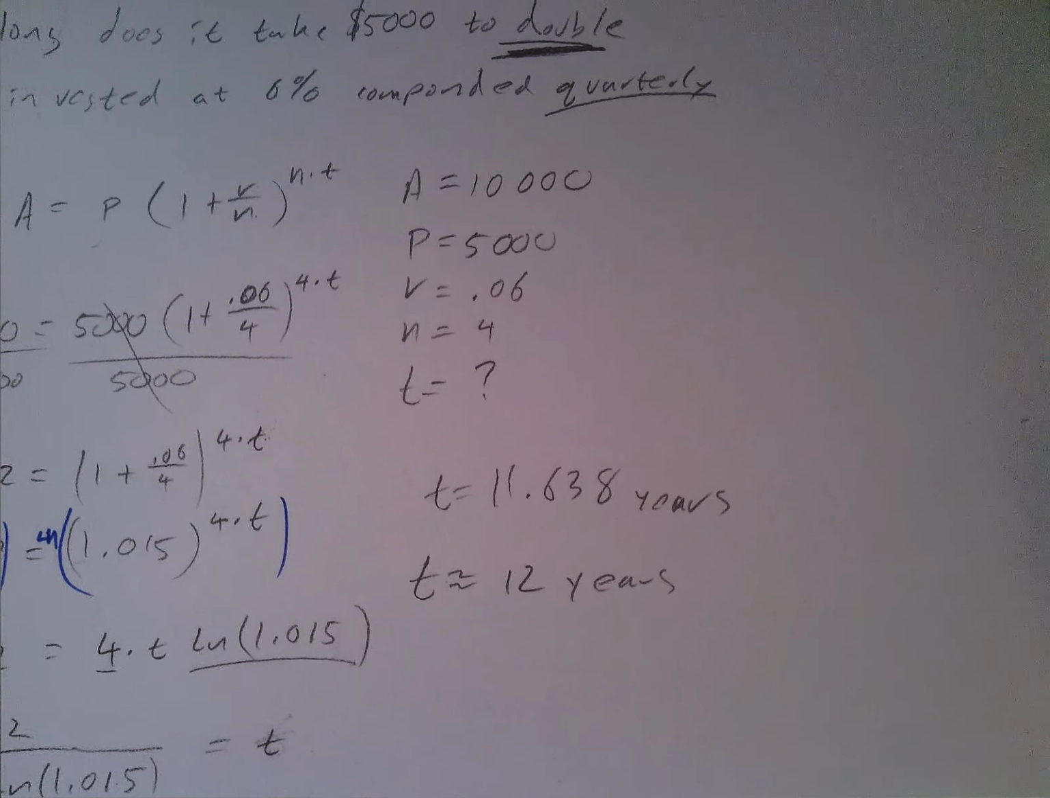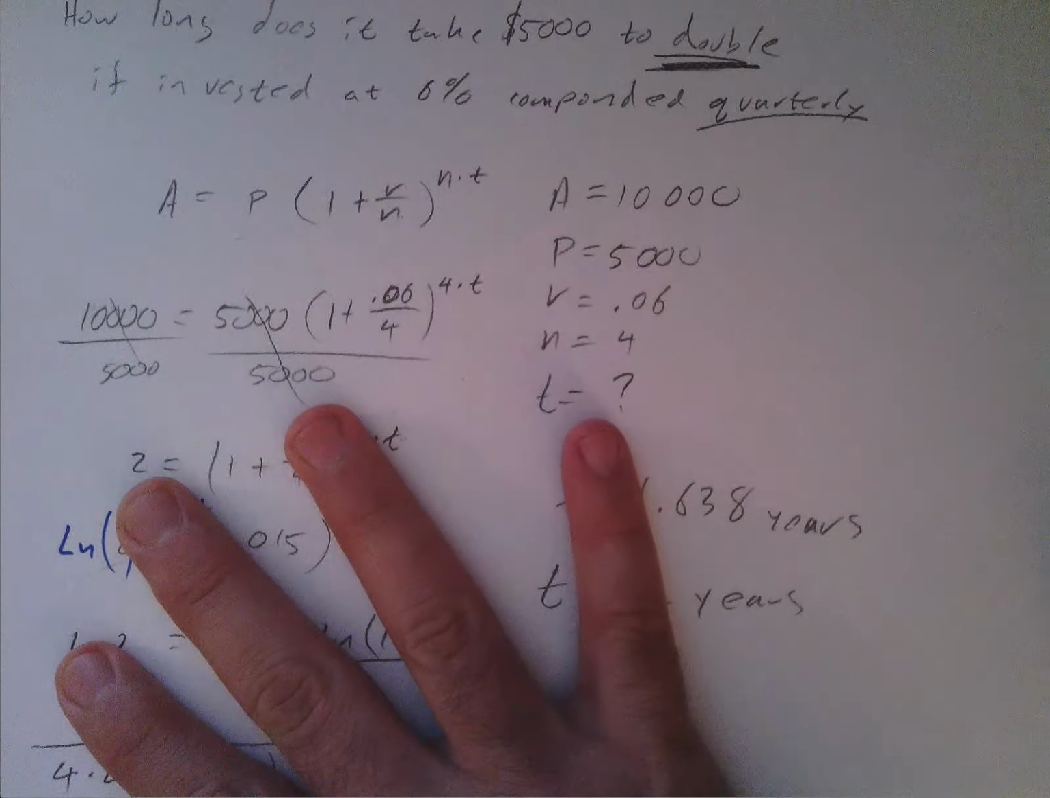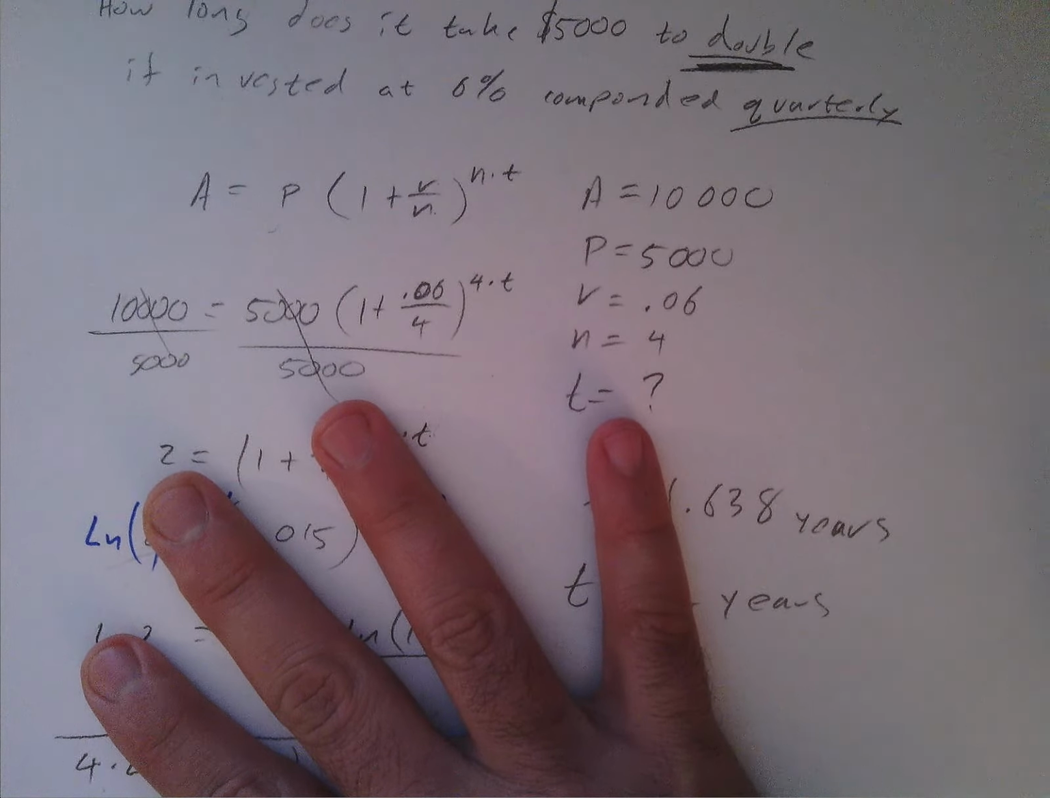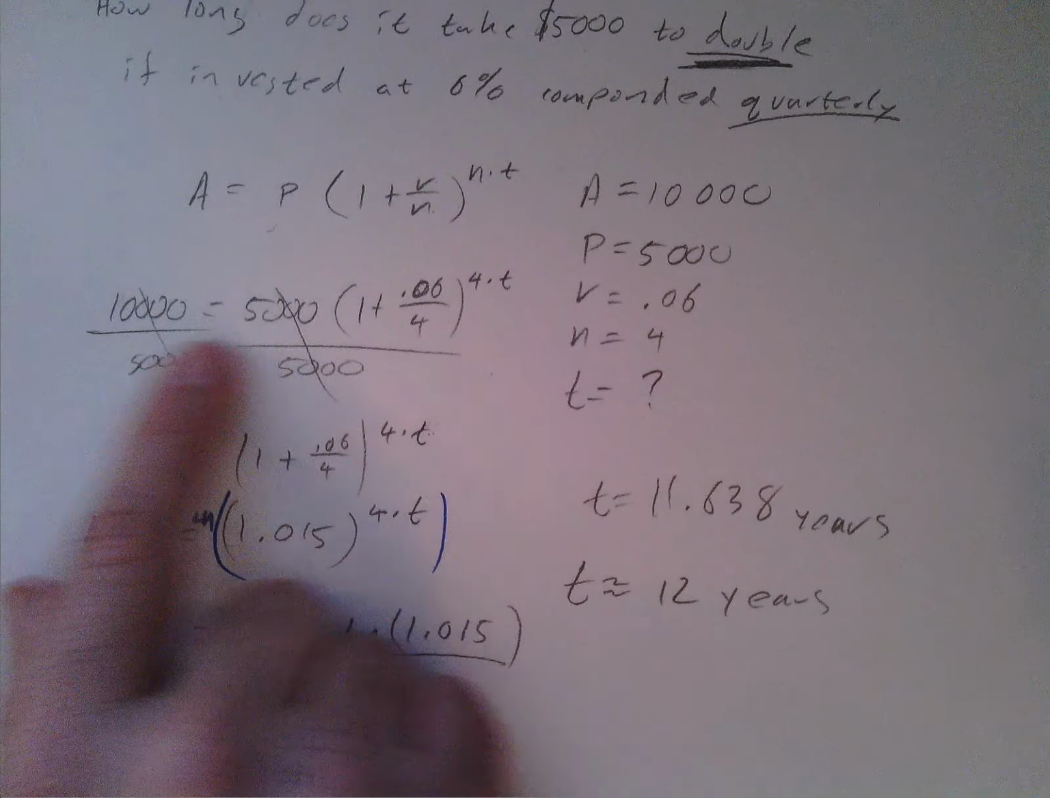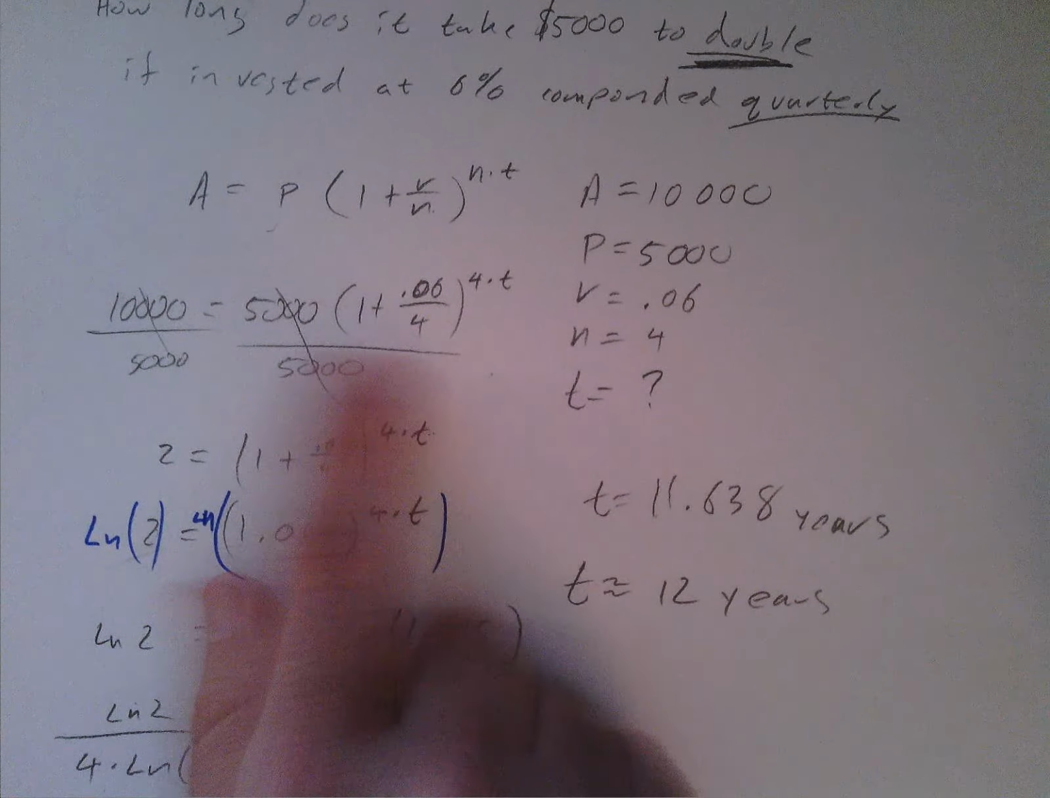Alright, so what I would do is practice doing this, all the setup. Make sure you're always doing this first part. Write out the equation, identify all the variables, the parameters, plug it in, and then try to get that variable by itself.